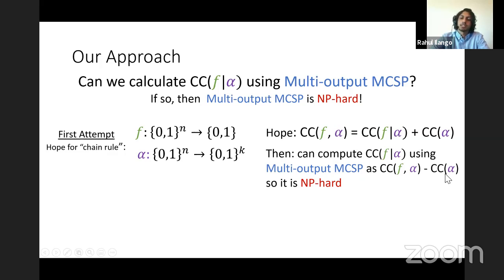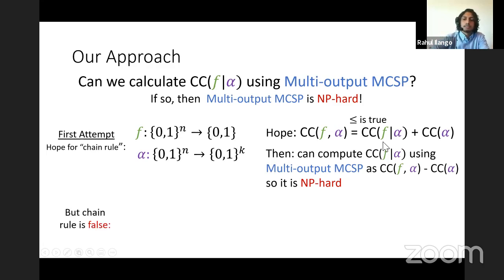Both these quantities are multi-output functions. You can compute the complexity of them, and then you'd be done. So you could calculate the relative complexity if you had such a chain rule. But is such a chain rule true? Well, one direction is true. Certainly, if you want to compute f and alpha, you could first compute alpha and then compute f given alpha. So one direction is true, but the other direction is false.